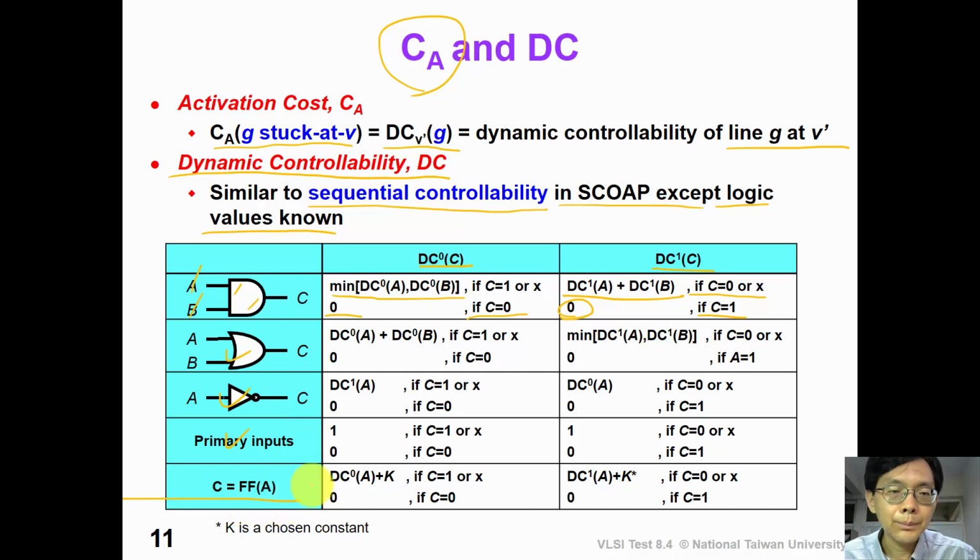For flip-flop, if output of a flip-flop is different from our specified value, then DC0 of C is equal to DC0 of A plus a large constant. If the flip-flop output is the same as our DC value, then it is 0.